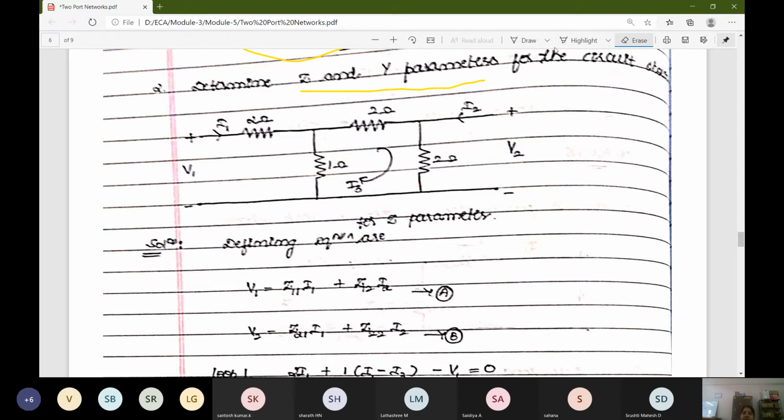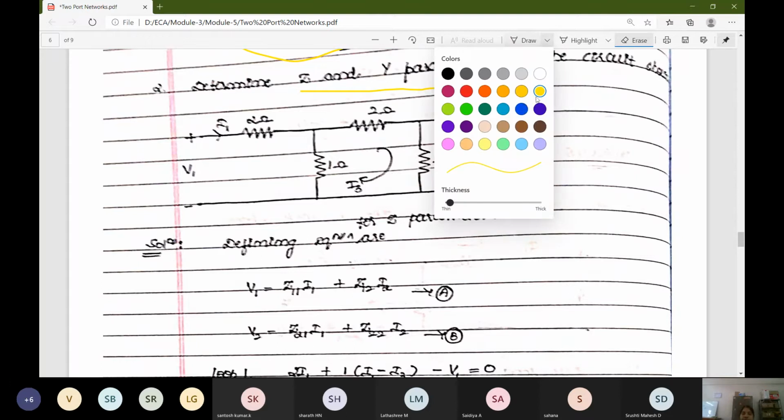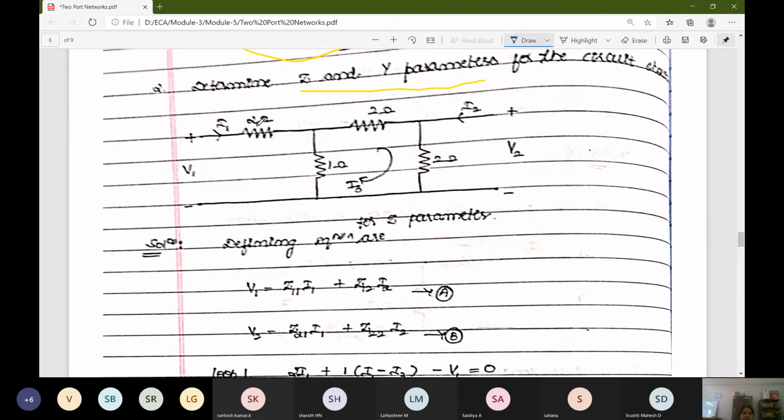See, I1 and I2 should not be disturbed. I1 and I2 are having this direction, so it should be kept like that only. After I1 and I2, for this loop, you can assume an I3 current. Here they have assumed I3 in clockwise direction. We have always preferred clockwise, so go with clockwise only. So you take this as I3.